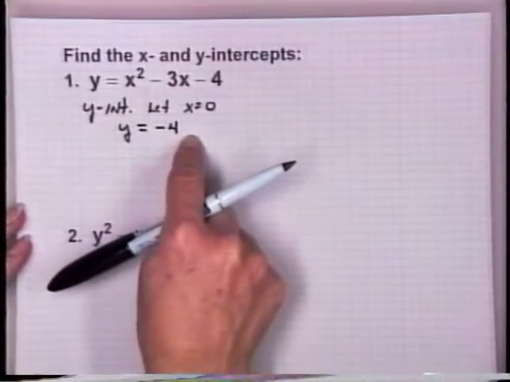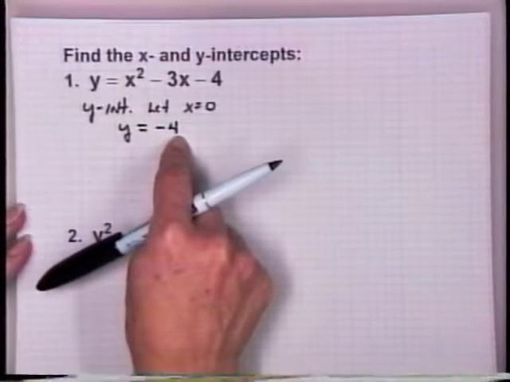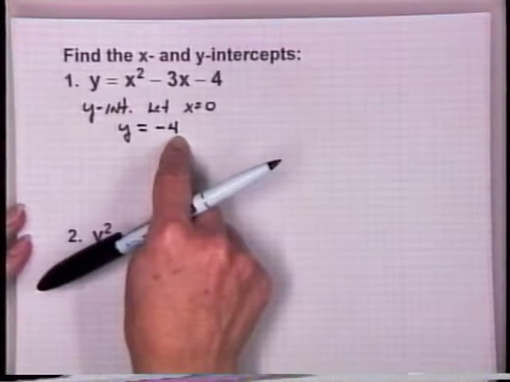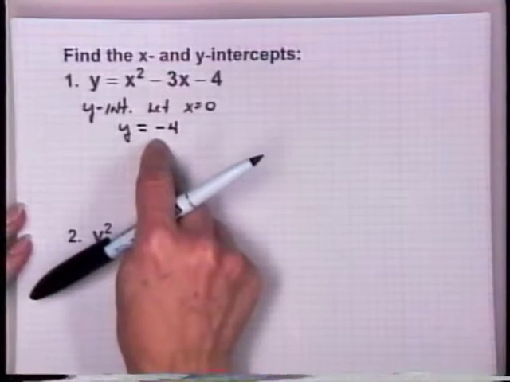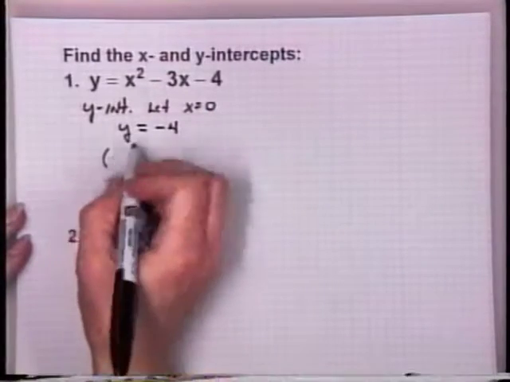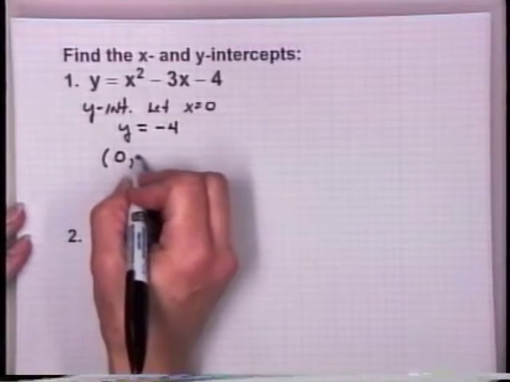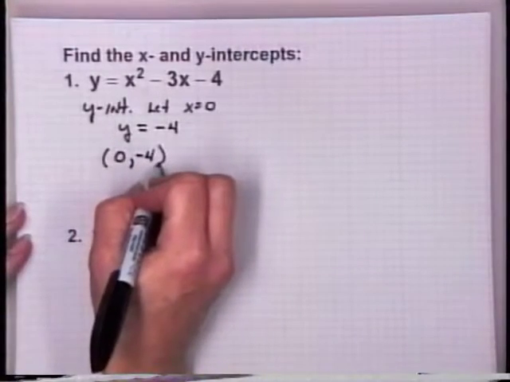Sometimes people just say the y-intercept is -4. Other times, I like to write the y-intercept as a point because this is a point on the graph. What did we do to get the y-intercept? We let x be 0. So we're saying the y-intercept has an x-coordinate of 0. Whenever the x is 0, the y value is -4.